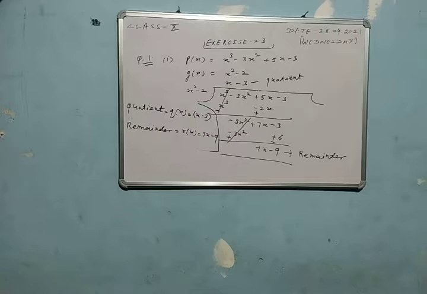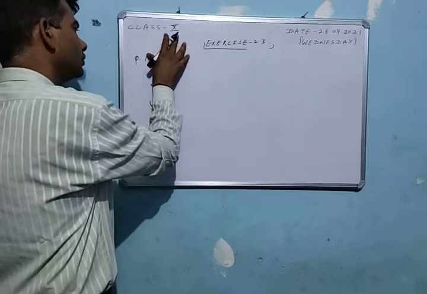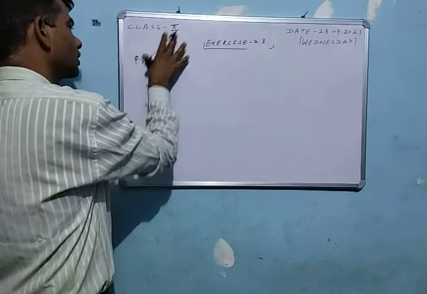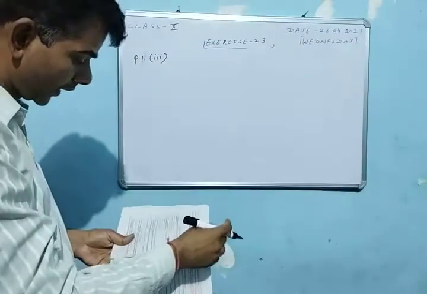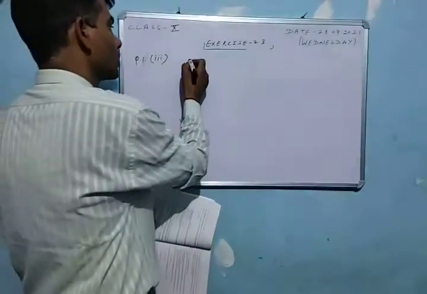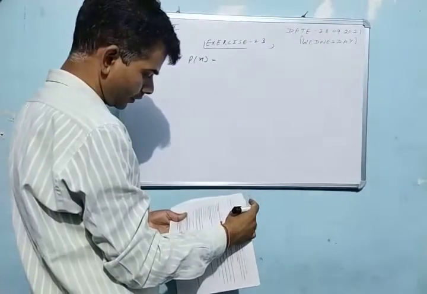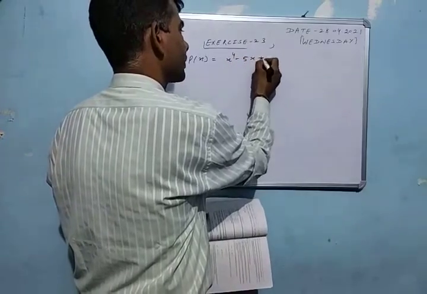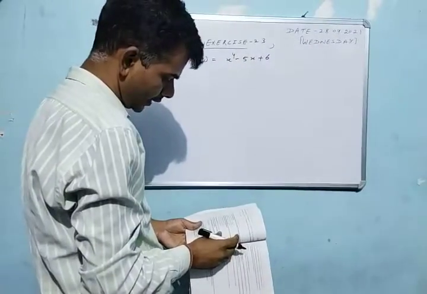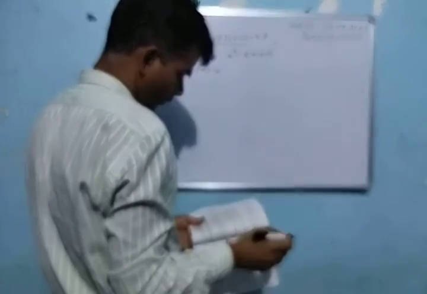Do it fast. Students, we will discuss question number 1, third part. Now students, what is your P of x? P of x is equal to x raised to power 4 minus 5x plus 6, and your G of x is equal to 2 minus x square.